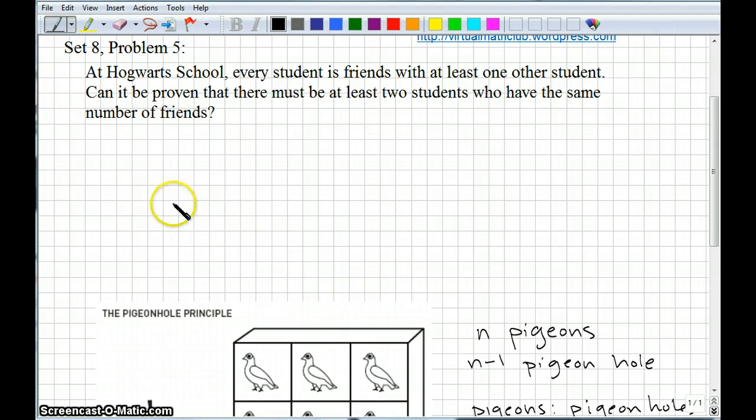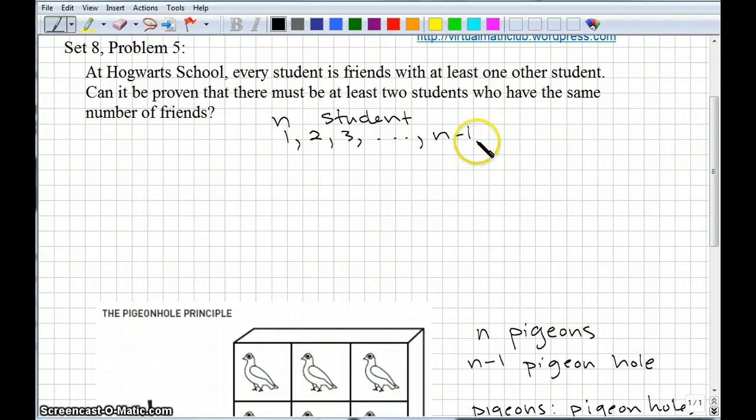Alright, so we have Hogwarts School. Let's say we have n students. Okay, just like we had n pigeons down here, we have n students. Now, what are the possibilities for numbers of friends? If we were to take all of these kids and ask them one by one, how many friends do you have, and then sort them out according to their number of friends, they had to have at least one friend. So they could have one friend, they could have 2 friends, they could have 3 friends, all the way up to n minus 1 friends, right?